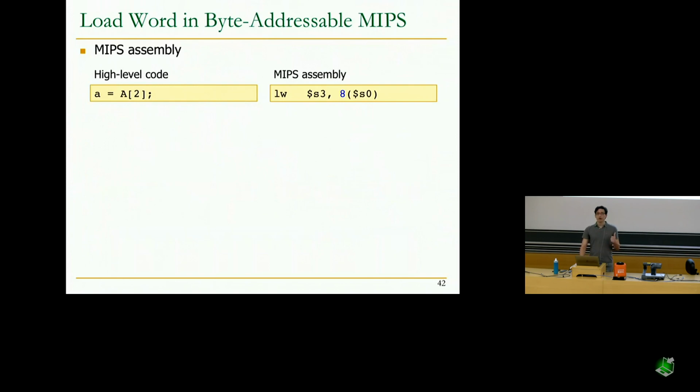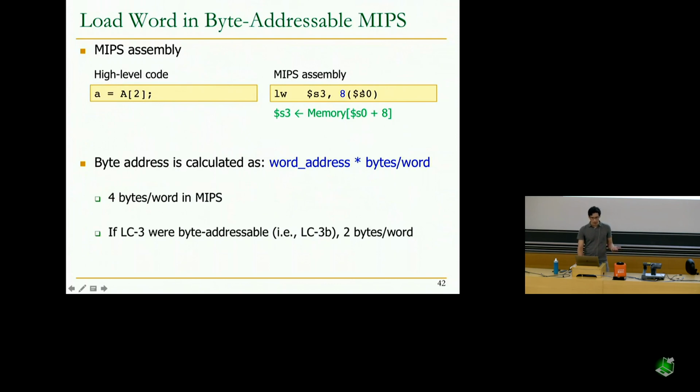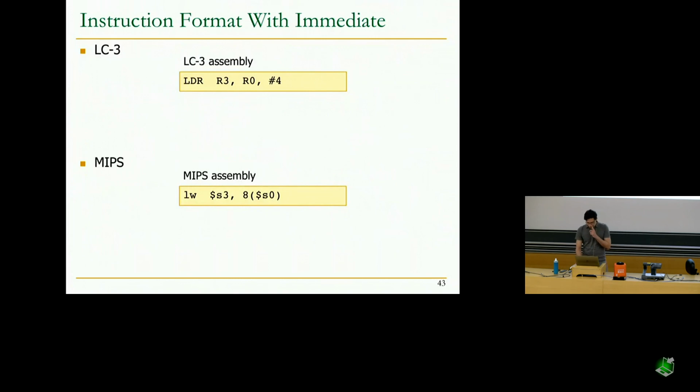That was for a word addressable memory, but recall that MIPS is actually byte addressable. So if we want to access this element 2, we will have to multiply this word address by the number of bytes per word. That's why you see here this 8. So 4 bytes per word in MIPS. In LC3B, we have 2 bytes per word.